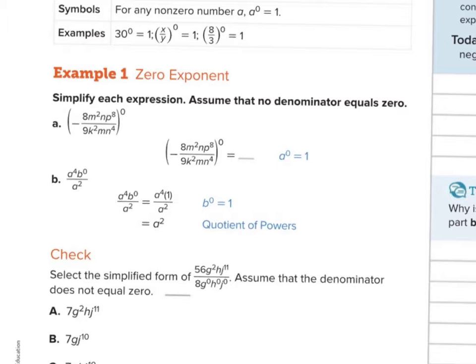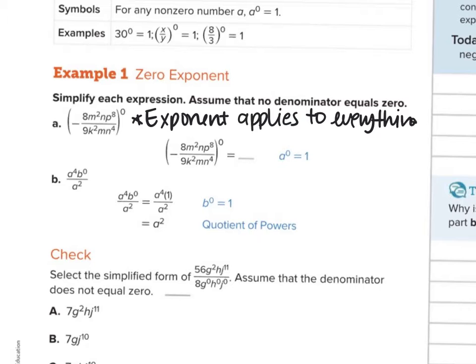A first here. First of all, one thing to keep in mind is the exponent applies to everything in parentheses. I want you to write that. Exponent applies to everything in parentheses. You can just put parentheses if you want. But if there's no parentheses, it's only what is directly in front of it, which we'll look at on B.